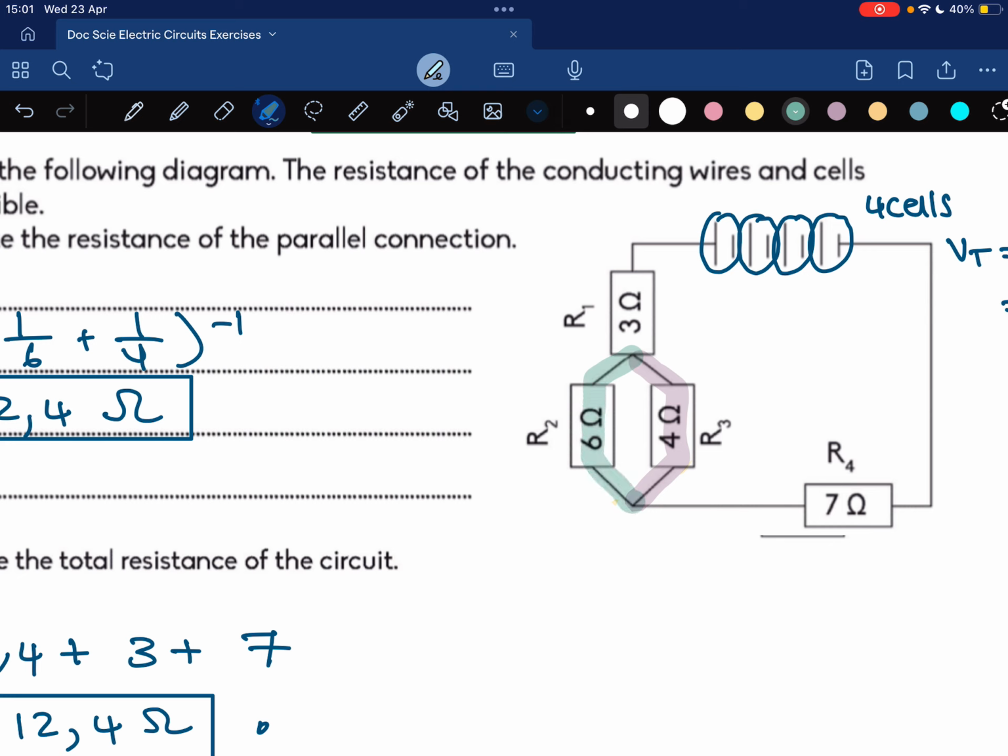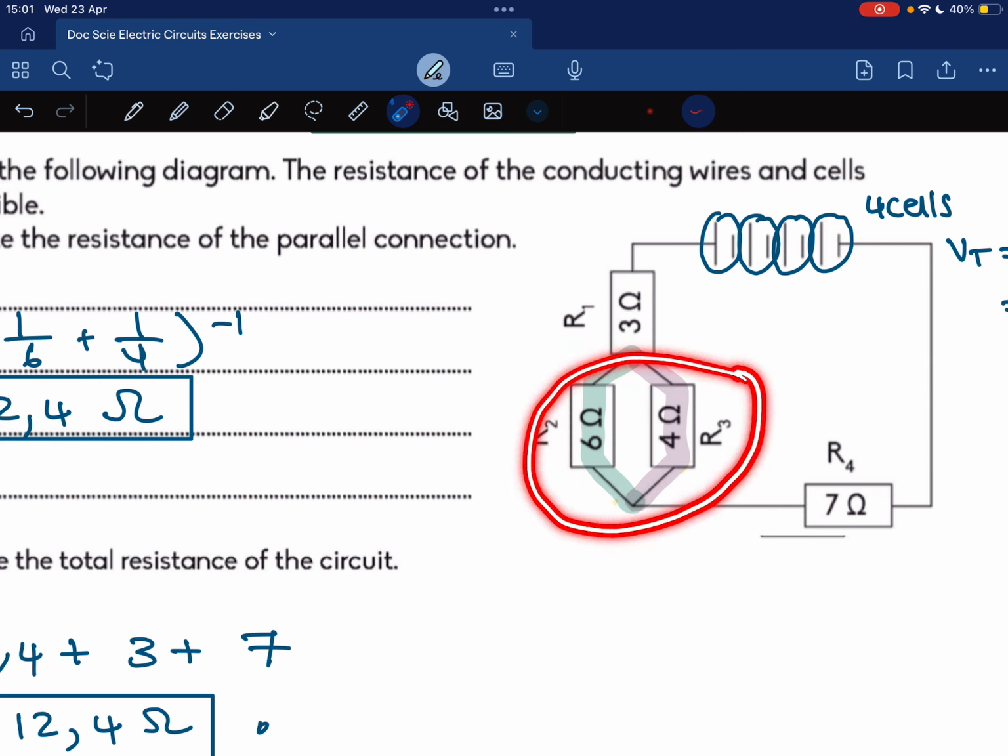Okay, so there are different ways that you can work this out. Firstly, we need to figure out what is the voltage that goes through this, because if I know the voltage, I can calculate the current. What's important to remember is that the voltage that goes through here is the same as the voltage that goes through here. So this voltage I need to work out.